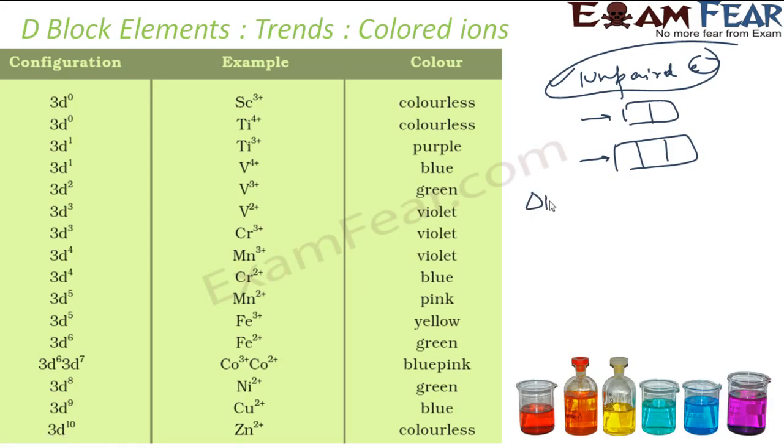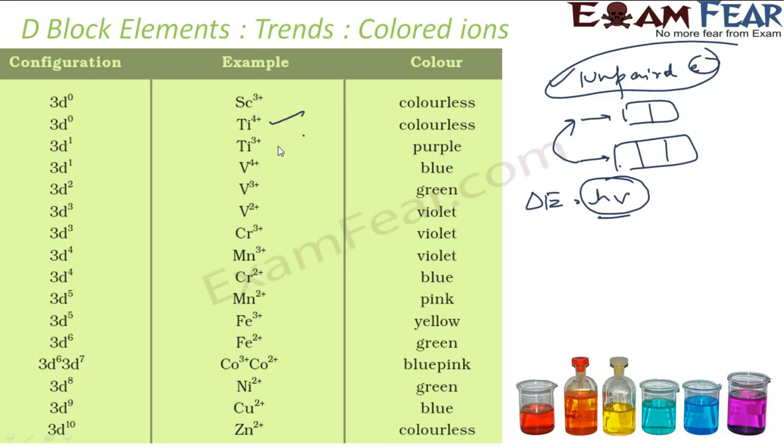I showed you this formula, delta E is equal to h nu. So if the energy that is absorbed has a wavelength of 400 to 750 nanometer, that means the sunlight is absorbed, and the reflected light will not have that component of the sunlight, and it will give that color. This energy is actually required for the d-d transition. This delta E is required for movement from a lower d orbital to a higher d orbital. If that energy is in the visible range, that is 400 to 750 nanometer, you see color.